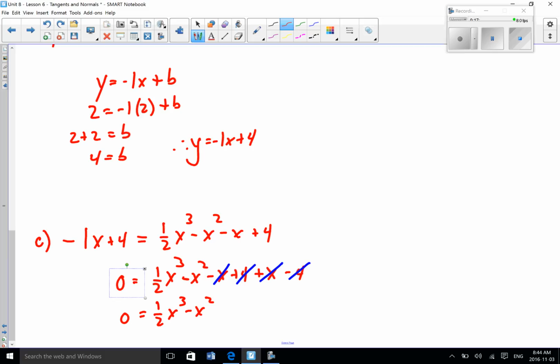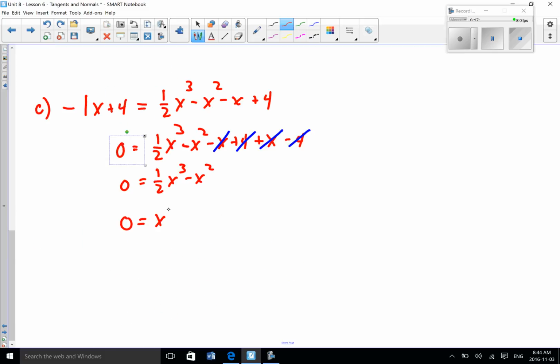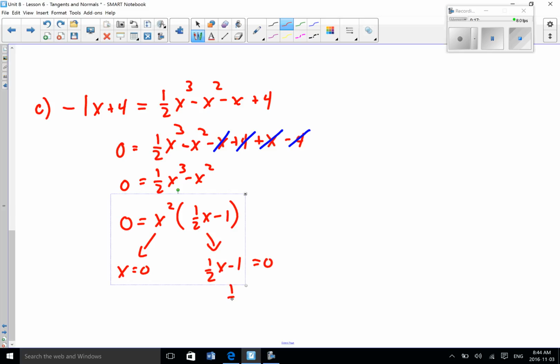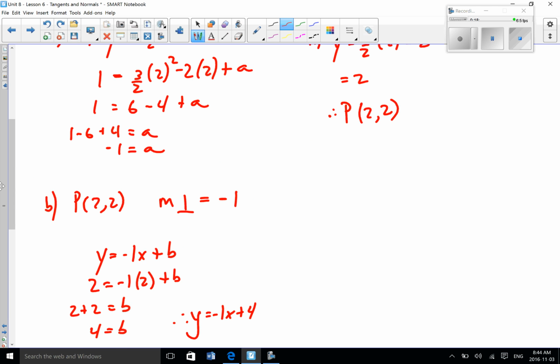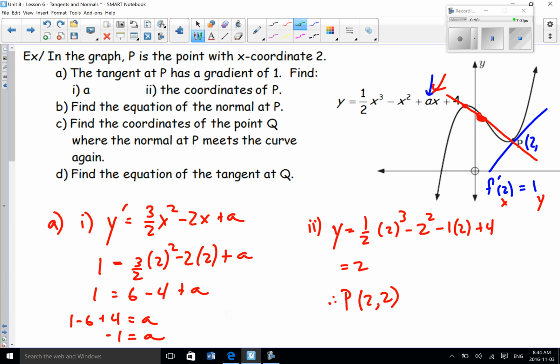I need to solve that. Well, I can solve it by common factoring, first of all. So I'm taking an x squared, I'm left with 1/2 x minus 1. So it meets at x is 0, and it meets at 1/2 x minus 1 equals 0. In other words, x is 2. So the normal and the original curve meet at the points x equals 0 and x equals 2. Now, if we go back to the picture for a second, we already knew that it met at 2. That was point P, right? That's where x is 2. Turns out the other one is where x is 0. So it actually meets right there.